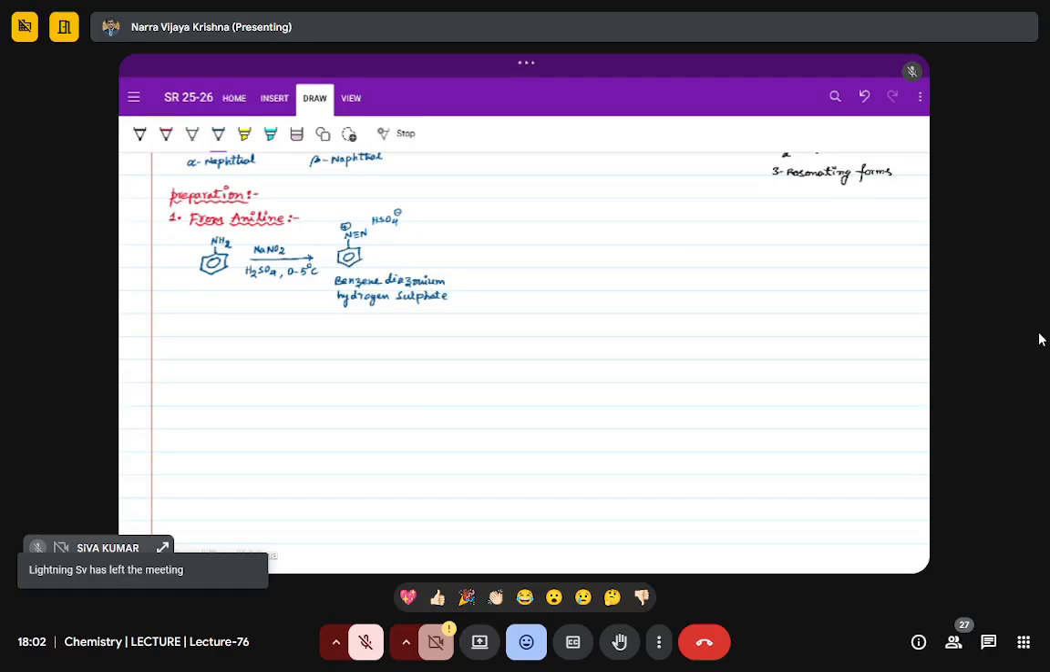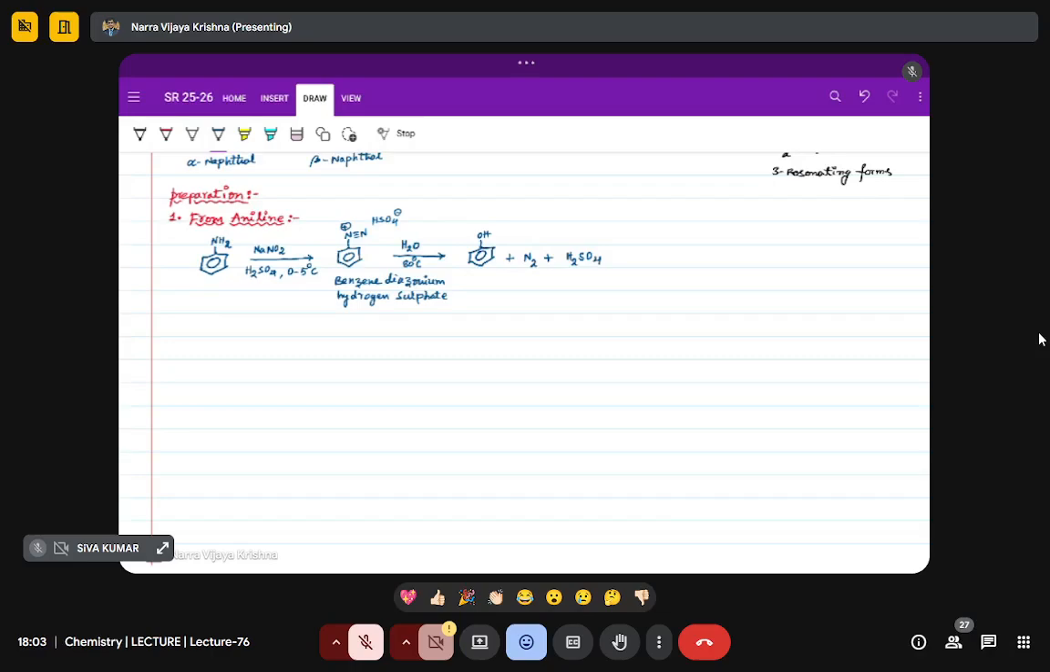Now, this is allowed to react with water on heating at 80 degrees centigrade. The product will be N2 gas goes out, water will donate a lone pair of electrons, it will form phenol, and one H plus goes to HSO4 minus to form H2SO4. So the product will be phenol plus N2 plus H2SO4. Any questions on this preparation of phenol from aniline?